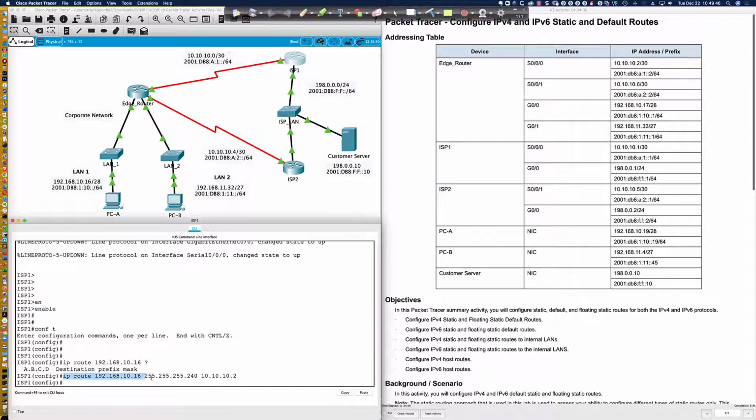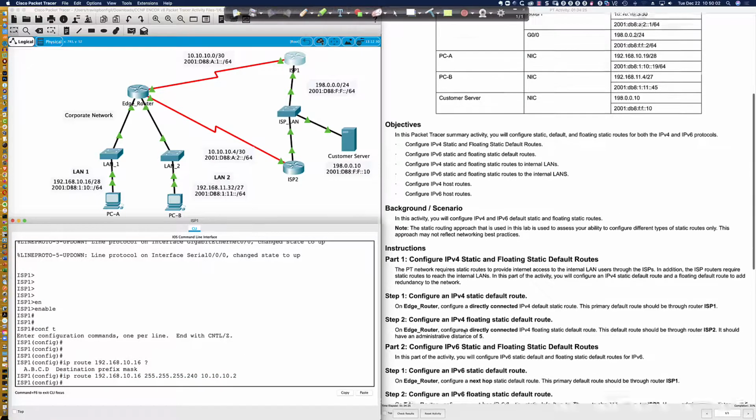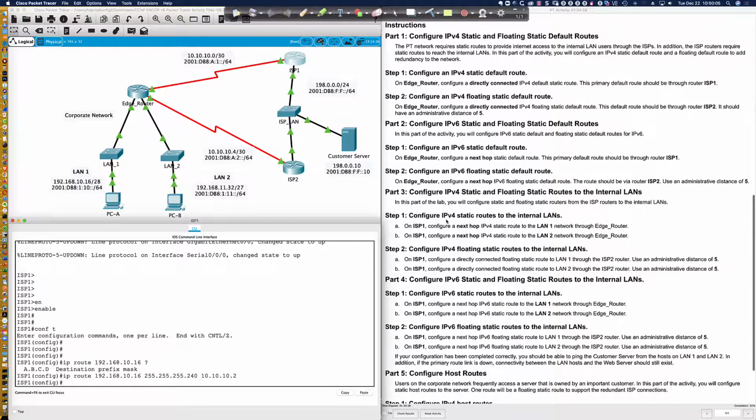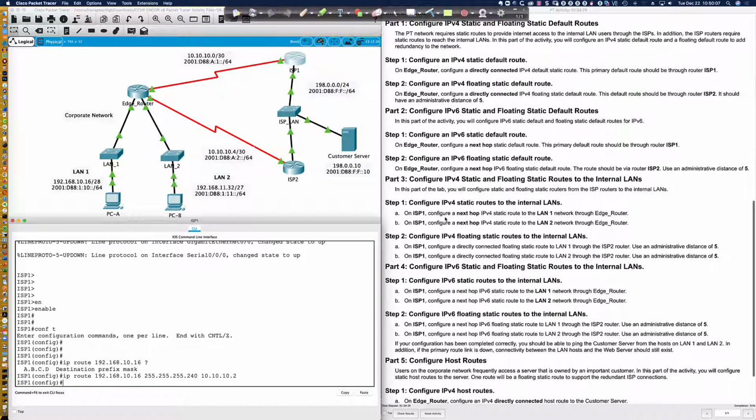And again, the translation here is my route to get to this network with this subnet mask is going to be to go to this next hop IP address. And that's one way that you can hopefully remember the syntax if you don't have it in front of you. And remember, you've always got that context-sensitive help with a question mark. All right, so on ISP1, we're going to configure a next hop IPv4, again, recursive IPv4 static route to the LAN 2 network through the edge router.